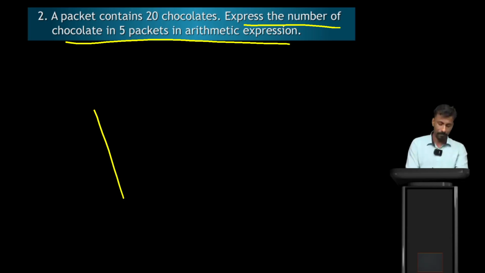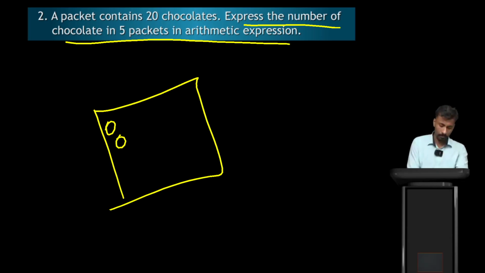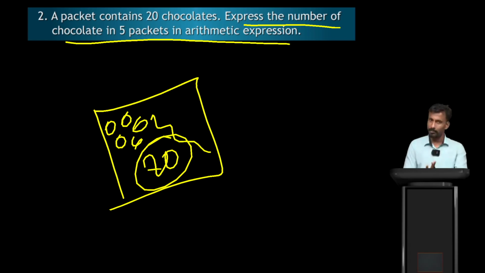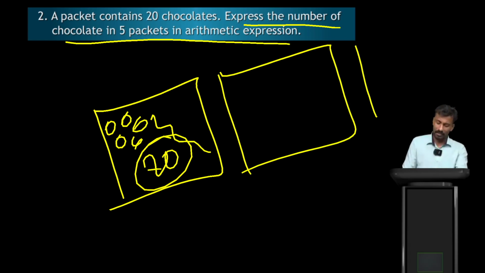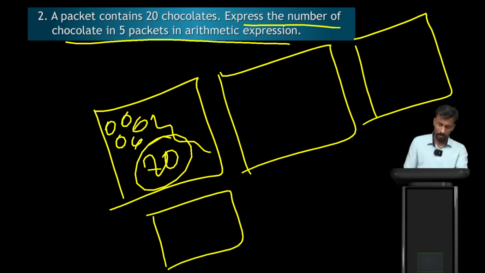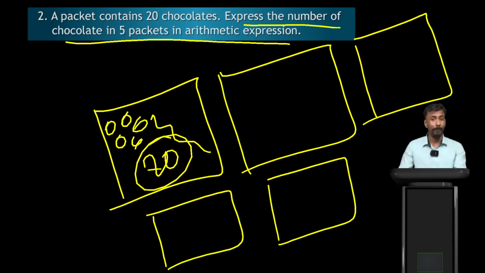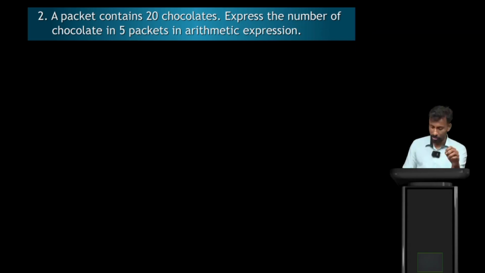Suppose that's a packet. So in that packet, suppose 20 chocolates are there, and we have the same type of 5 packets of chocolate. So we have to express how many chocolates will be there in those 5 chocolate packets. We have to express it in an arithmetic expression.